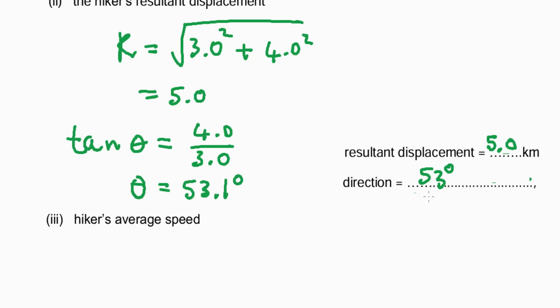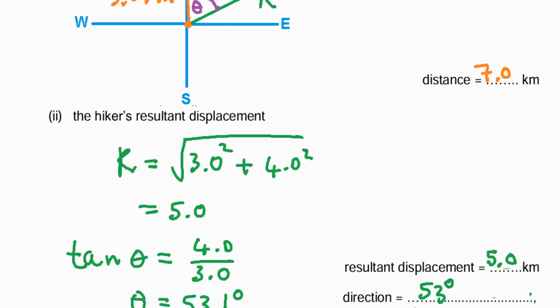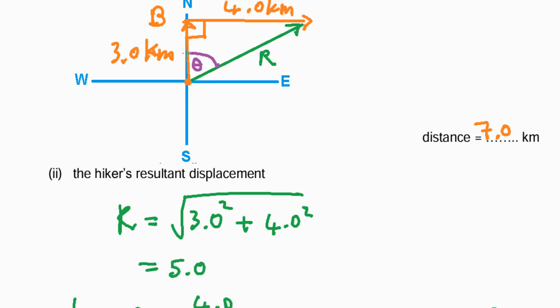However, we need to be more specific here. So it will be 53 degrees east of north. So east of north.